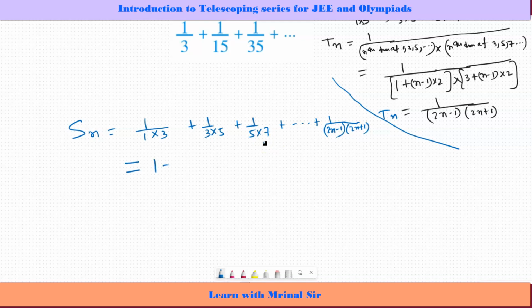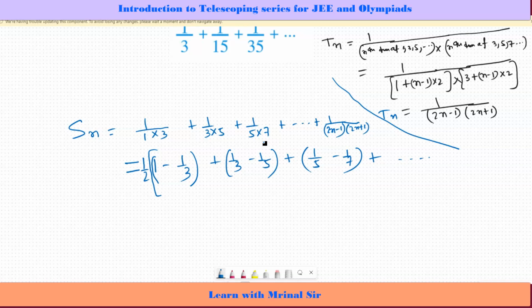We are writing 1 minus 1/3. We are writing 1/3 minus 1 by 5. But take care of the numerator. The numerator is going to be changed. It is coming 2 over there if you subtract. So won't you divide by 2 first and then proceed? Yes. It is half into 1 minus 1/3, half into 1/3 minus 1/5, half into 1/5 minus 1 by 7. The telescoping series is being unfolded, that we are writing as a difference of two terms: 1 by 2n minus 1 minus 1 by 2n plus 1.